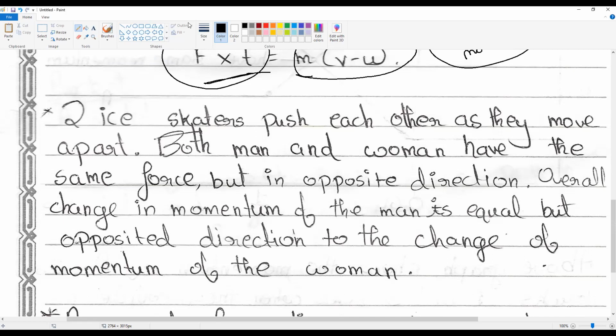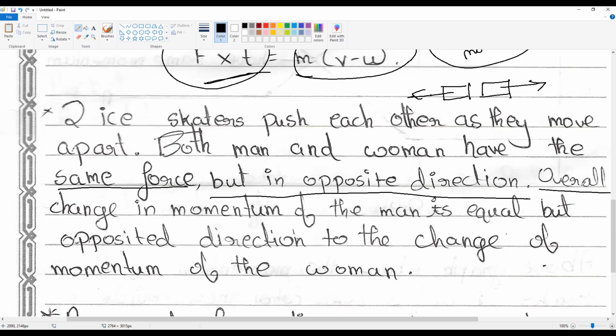Two ice skaters push each other as they move apart. Both the man and the woman experience the same force. Now let's say box A is pushing box B and box B is pushing box A. Newton's third law, two bodies: every action has an equal and opposite reaction. They are pushing each other in opposite directions.